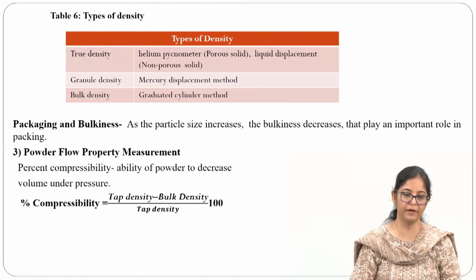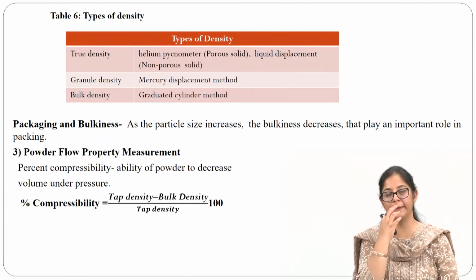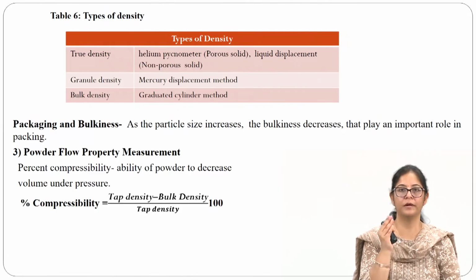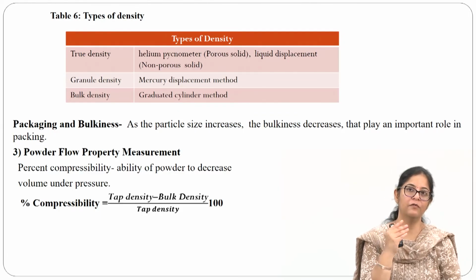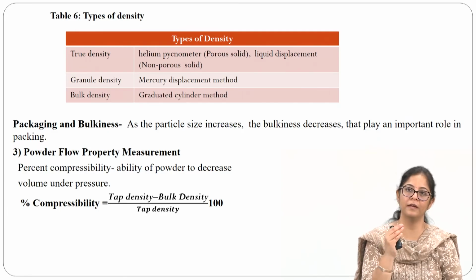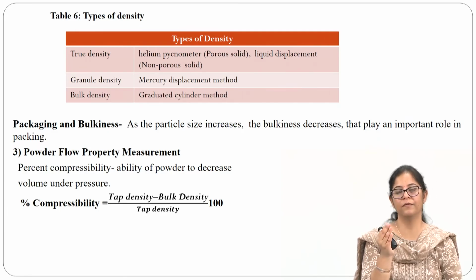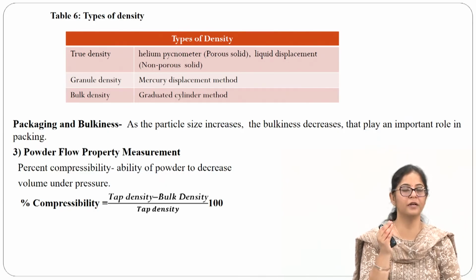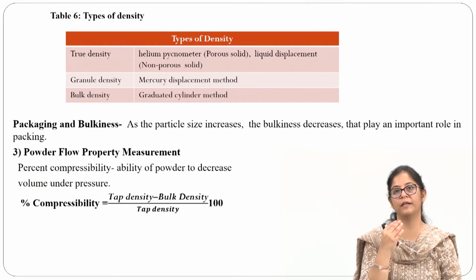Now as we were discussing, the material particles also impact the flow property, and how much you can compress it. That also we can calculate based on the density as well as the volume of the material. Percentage compressibility is how much the decrease in volume occurs when you apply pressure.